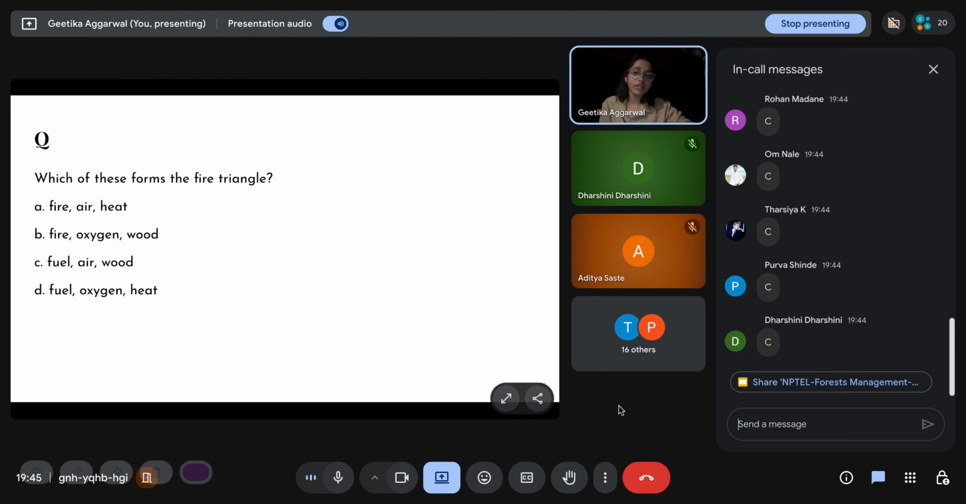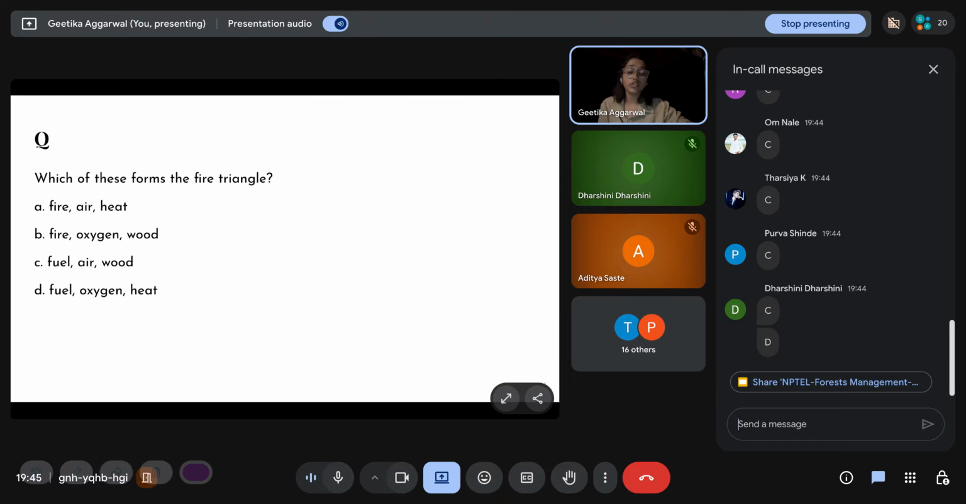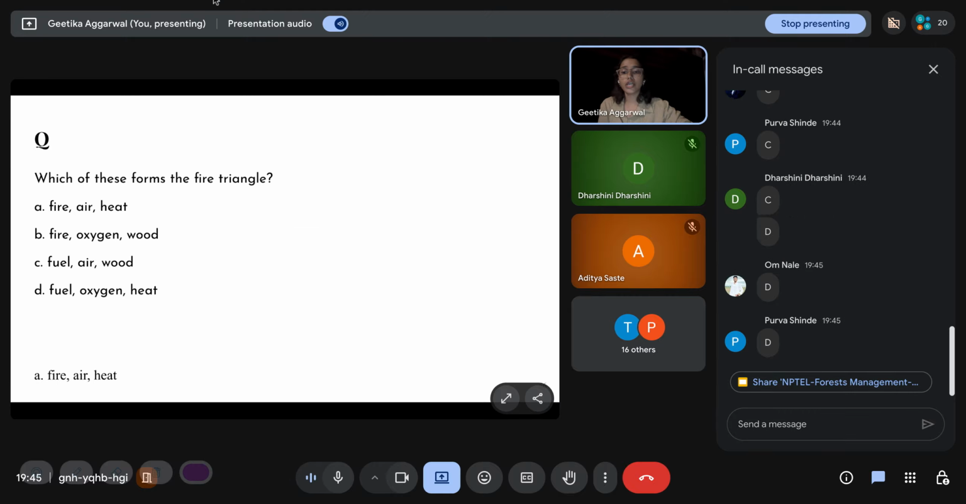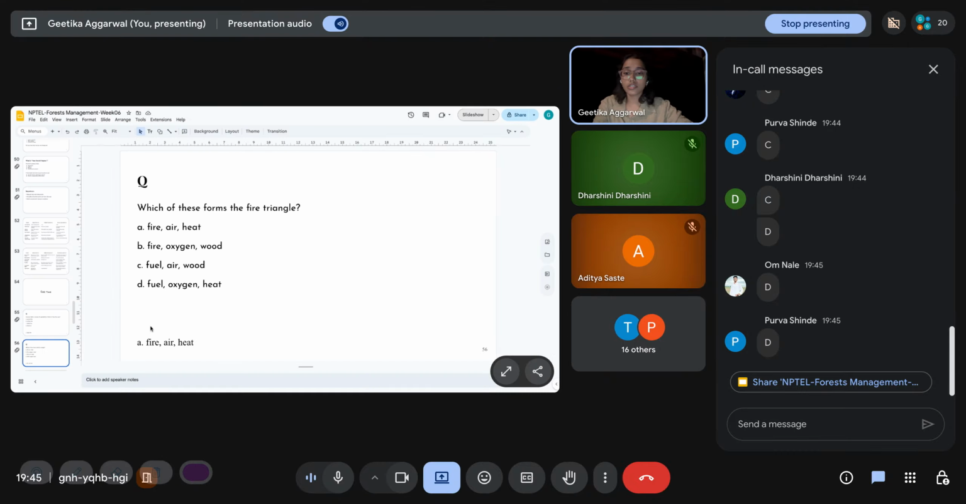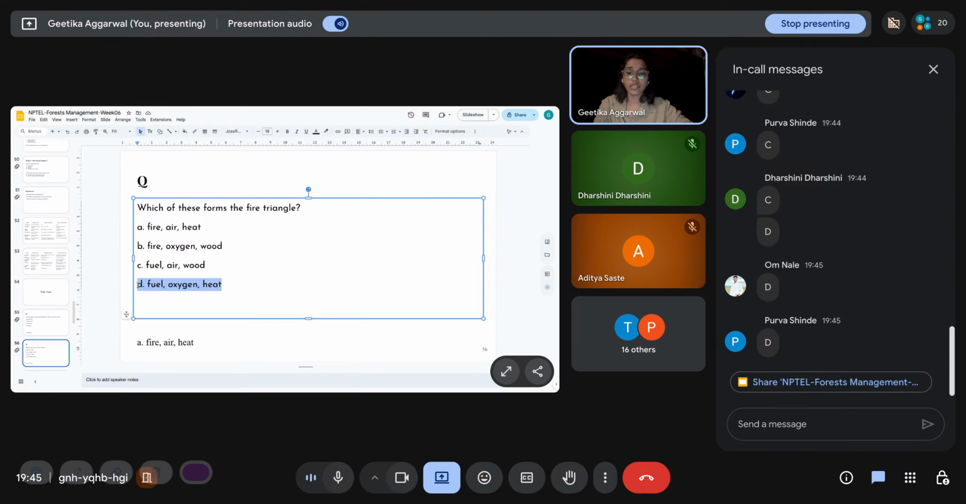Which of these forms the fire triangle? Fire, heat, air; fire, oxygen, wood; fire, air, wood; fuel, air, wood; or fuel, oxygen, and heat. So, what do you guys think? Which of these forms the fire triangle? So, yeah, you guys are correct. Sorry, I have written the wrong answer here. It should be fuel, oxygen, and heat.